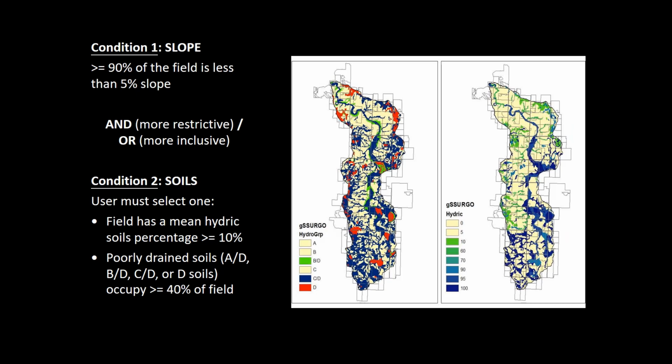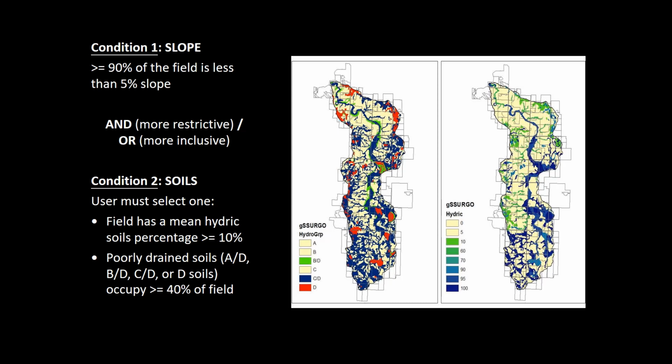So let's take a closer look at these conditions that can be chosen for this tool. The first one deals with slope and states that at least 90% of the field is less than 5% slope. The second condition deals with soils. The user has to select one of these, and those are that the field has a mean hydric soil percentage of at least 10%, or they can choose that poorly drained soils, this is D-class soils, occupy at least 40% of the field. Based on the user's knowledge of the watershed and how the soil survey was conducted, they'll have to make a choice between these two.